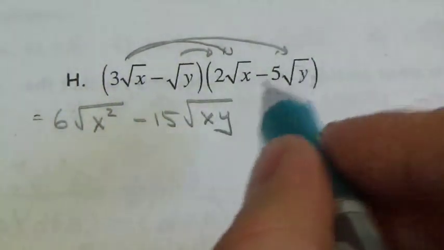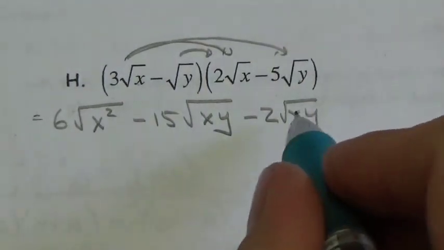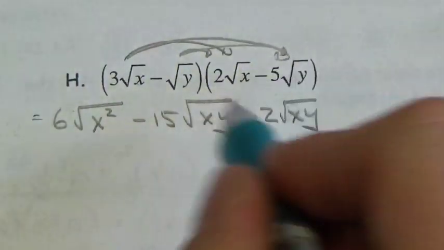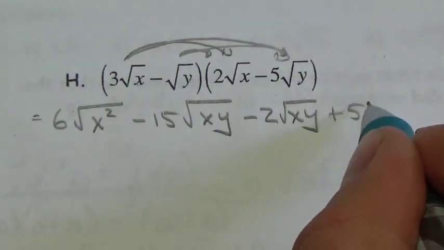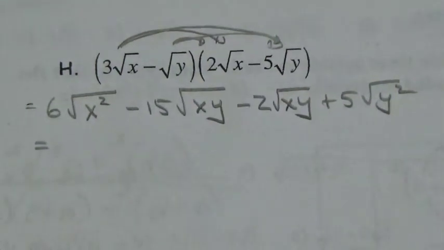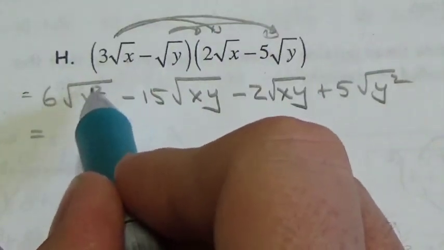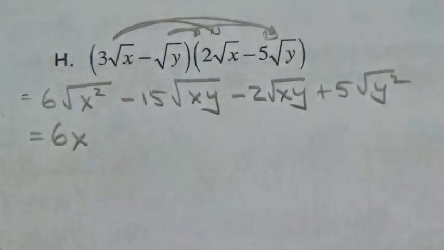Okay, then I got to move on to the second term here. Negative root y times 2 root x will be negative 2 root, and I'll write them in alphabetical order, xy. And then negative y multiplied by negative 5 root y, positive 5 root y squared, because there's 2 of them. Now there is some simplification I can do here. 2, the exponent, divided by 2, the root index, is a 1. So this will be 6x.